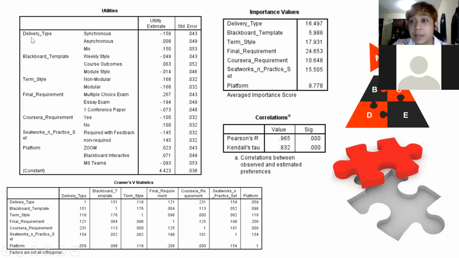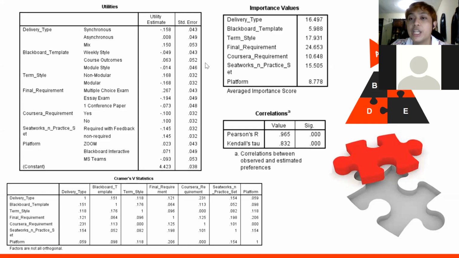So what's the first step? The first step is to decide what the attributes are, and then what the levels are. After that you prepare the stimulus, either with an orthogonal design or a full design. Then the third step, you distribute it. Then the fourth step, you analyze. You really analyze the results using software anyway.